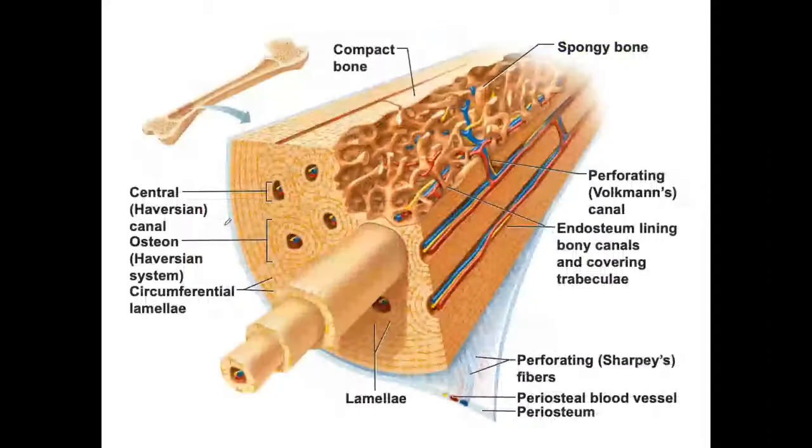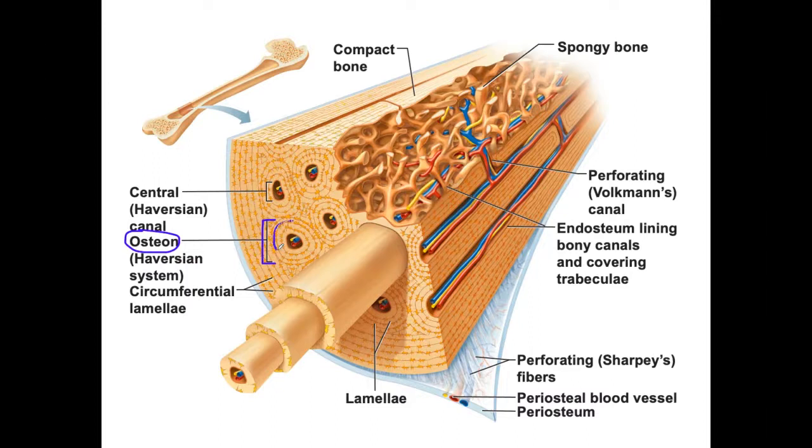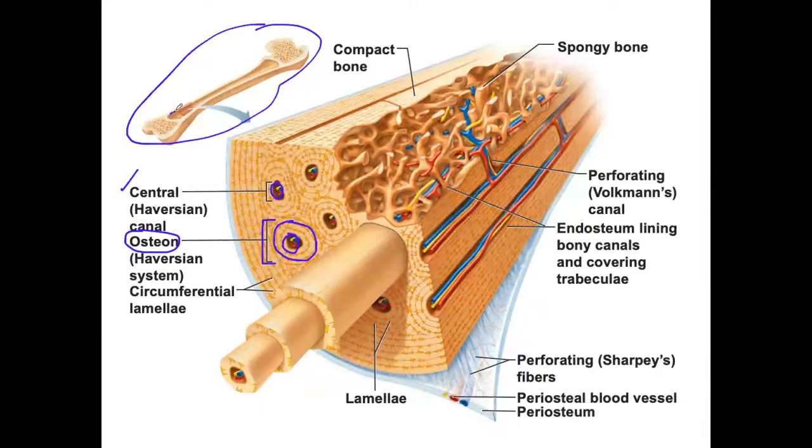So if we look right here, this is an osteon right there. And if you look at it, you see that we have all of these concentric rings going around. And right in the center, right here, is a central canal or a Haversian canal where we see arteries, veins, nerves, and lymph.